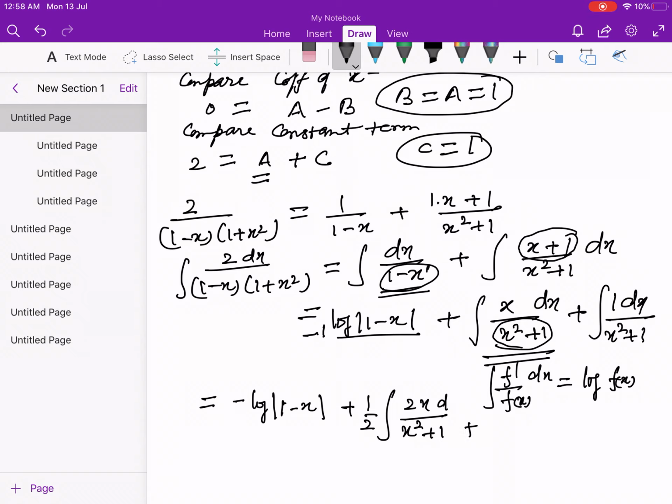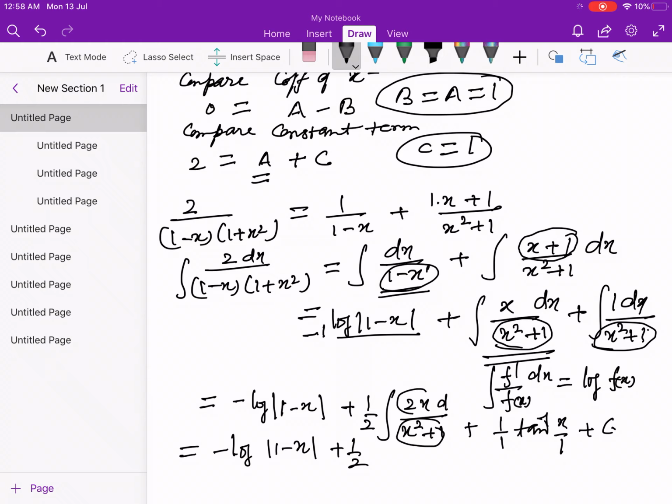Plus its integration is direct, which form? a square plus x square. So it's 1 upon 1, tan inverse x over 1, plus c. So equals to minus log of 1 minus x plus half. This is function and this is derivative. So the answer is log of x square plus 1, plus tan inverse x, plus c.